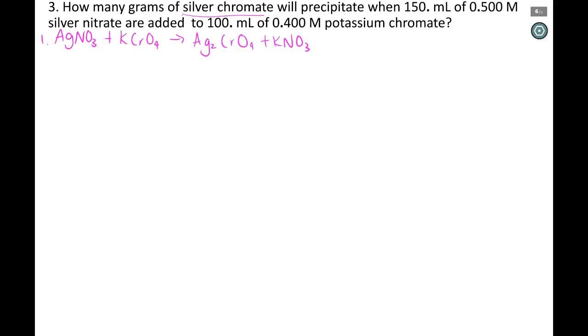So if we look, we can see that we've got, sorry, I've forgotten the 2 there. We've got too much potassium on the left-hand side compared to the right, so we need to have more potassium on the right-hand side. And to then balance this side of the equation, we then need to put a 2 in front of the silver nitrate, and now our reaction is balanced.